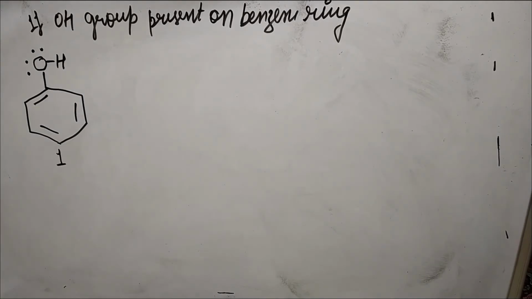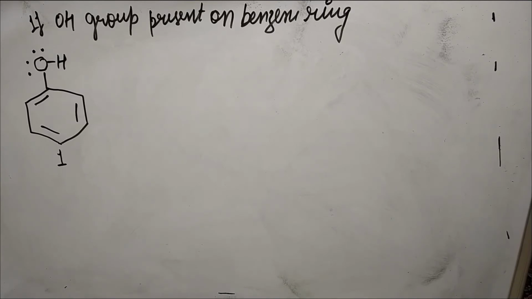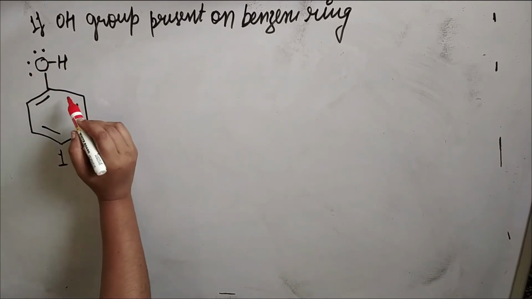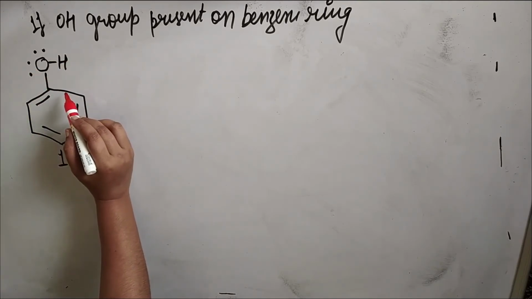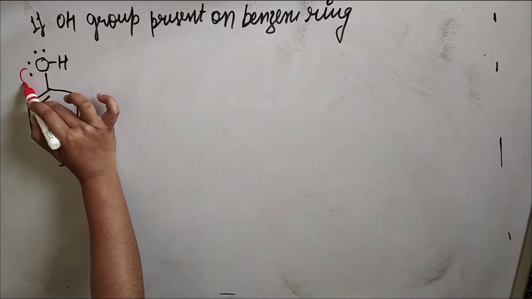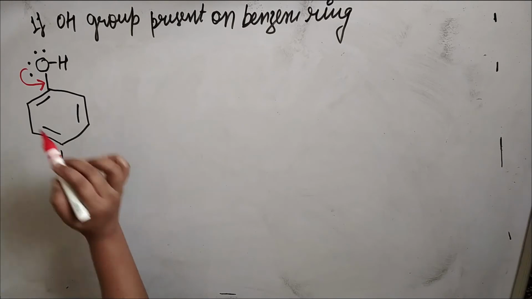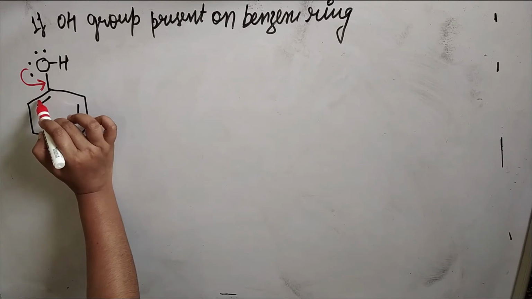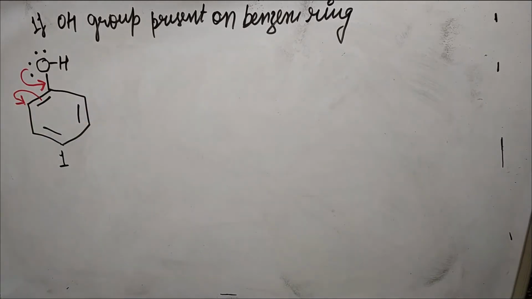I am discussing the case where the OH group is present on the benzene ring and the OH group is an activating group. So let's see whether it is an ortho para directing group or a meta directing group. Because this lone pair of electrons is there, it is rich in electrons. So we can say that the OH group is an electron donating group. It will divert the electrons towards the ring. So in the first structure you can see the electrons will try to move here. To maintain the resonance in the ring, this bond will break and the electrons will move to the ortho position. So this is the first structure.